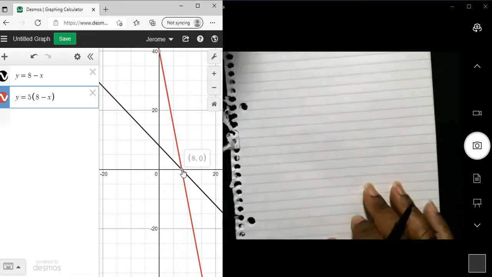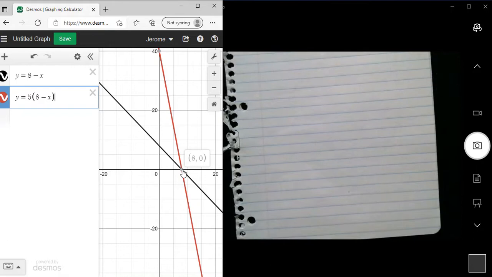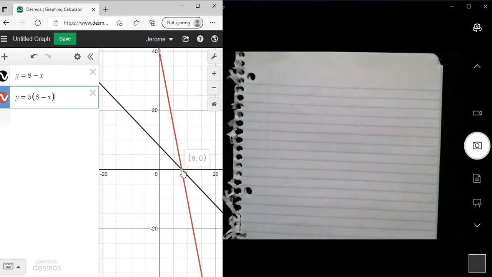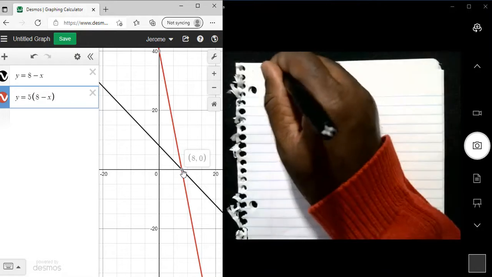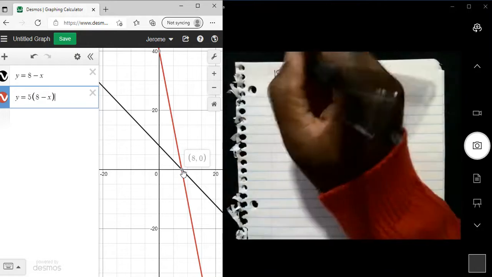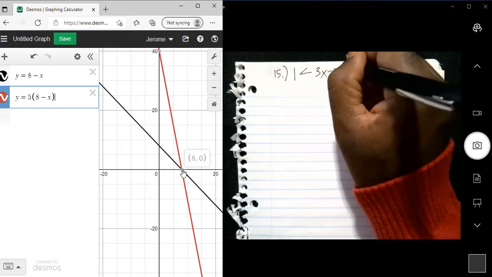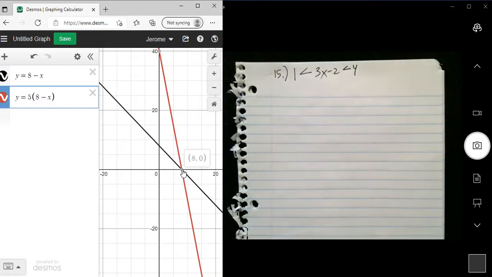Now, I'm going to do 2 more problems from this section. Problem 15, and then also problem 21. So problem 15, we have 1 is less than 3x minus 2 is less than 4. And it says solve exercises 15 and 16 algebraically. So all we have to do now is just solve this using algebra.